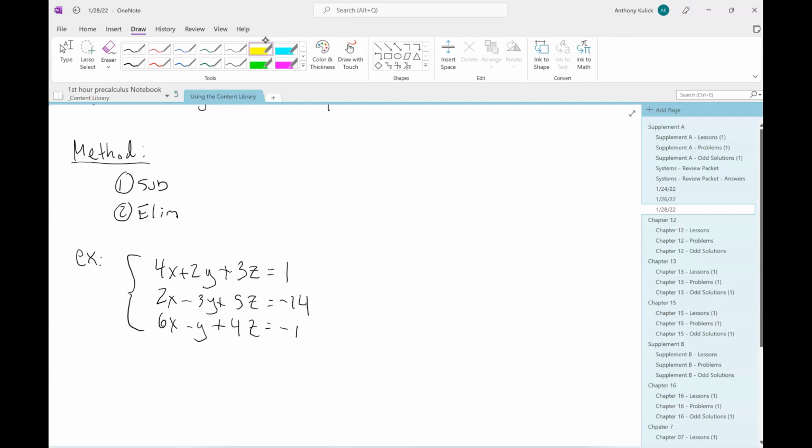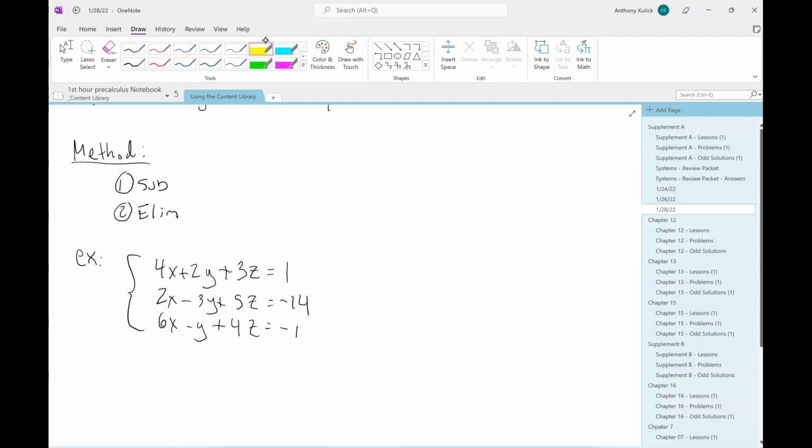So the only difference that's happening when we do these 3-variable problems is instead of having to do 1 substitution like we do in a 2-variable, we're going to have to do 2 substitutions, which is fine. It's not the end of the world. Okay.